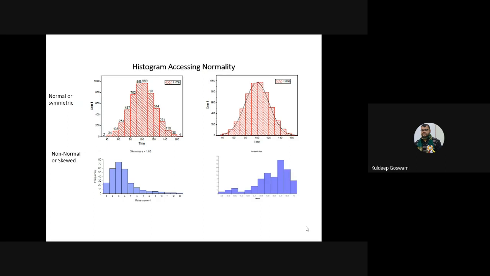So are you seeing the graph? Are you able to see it?